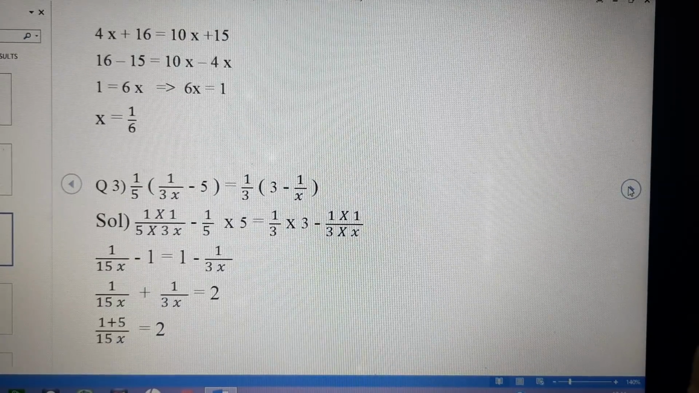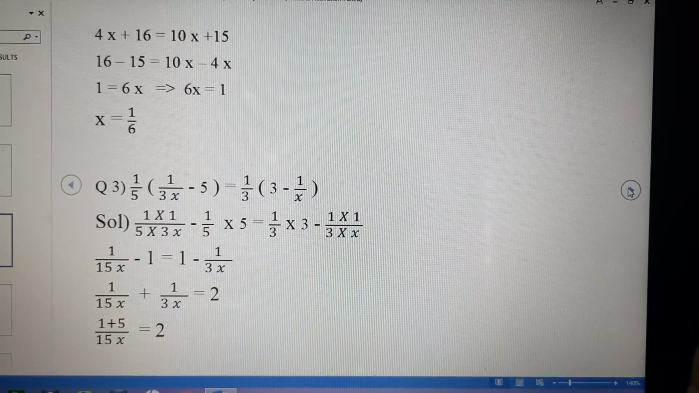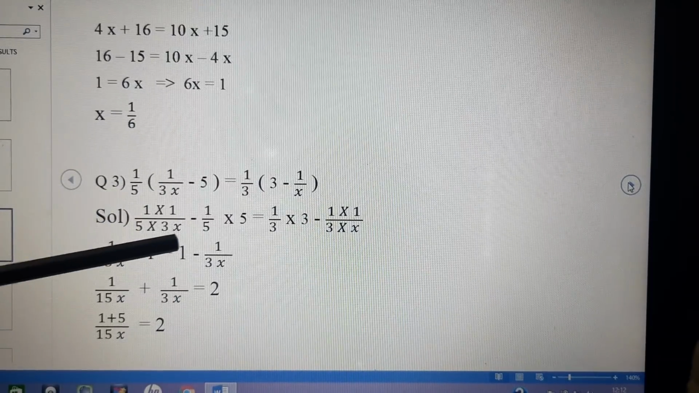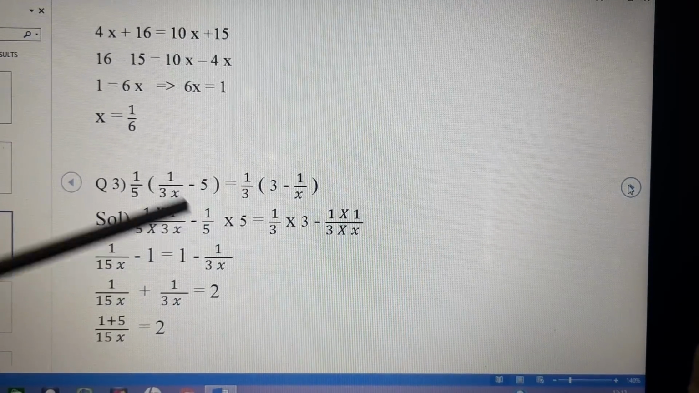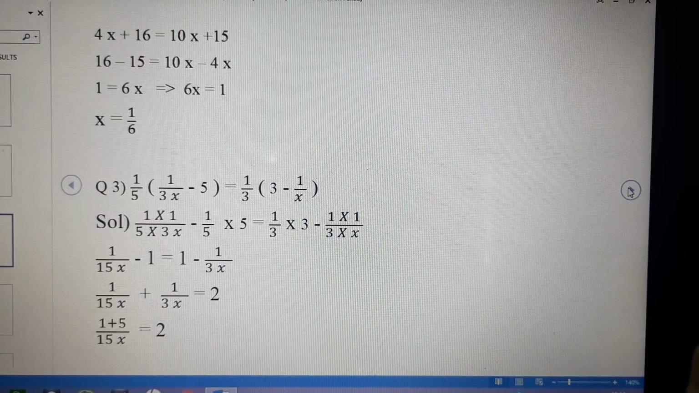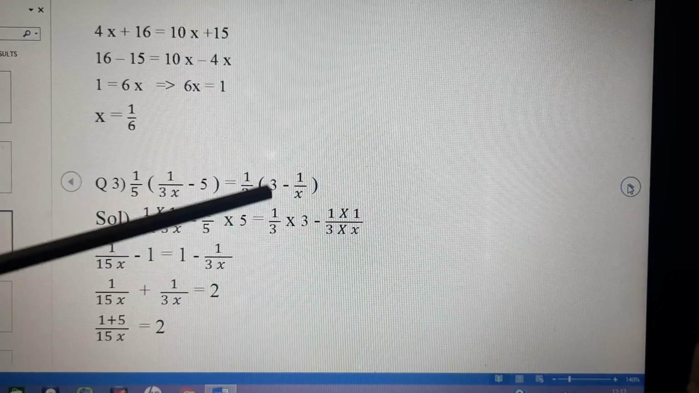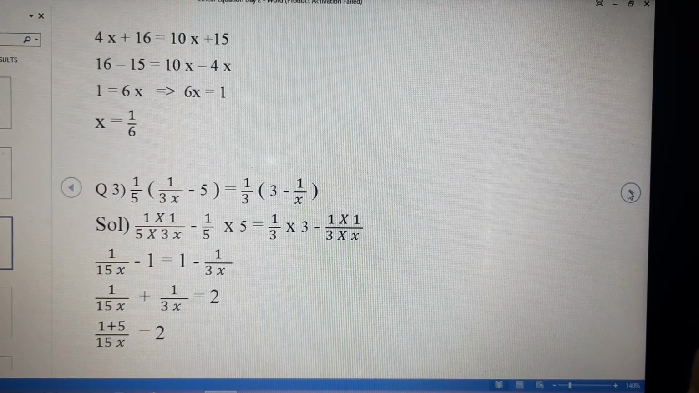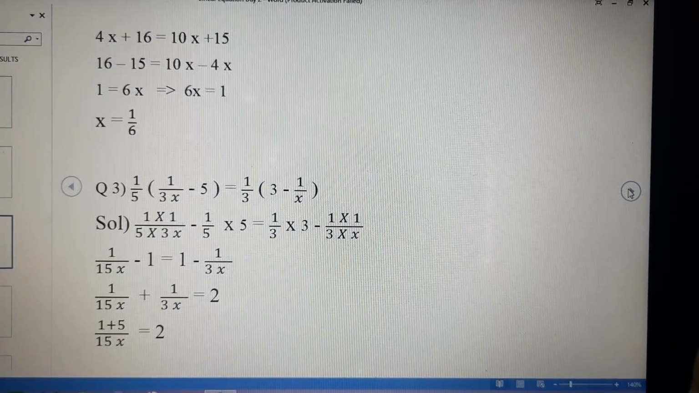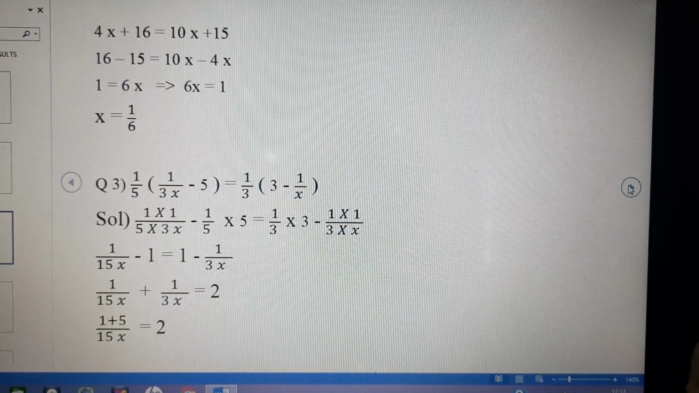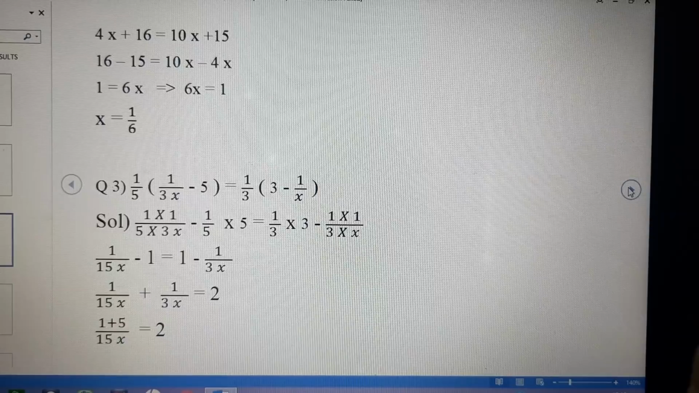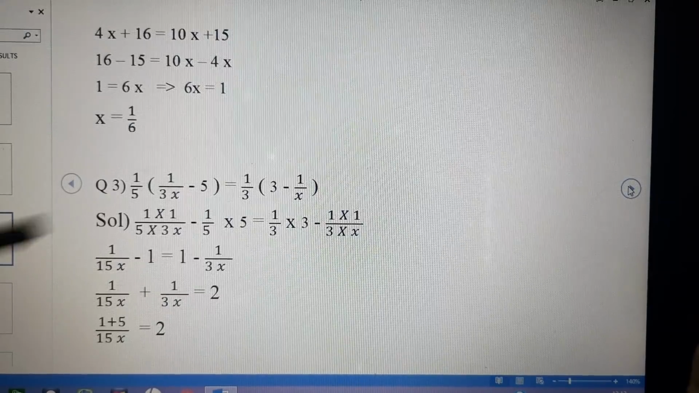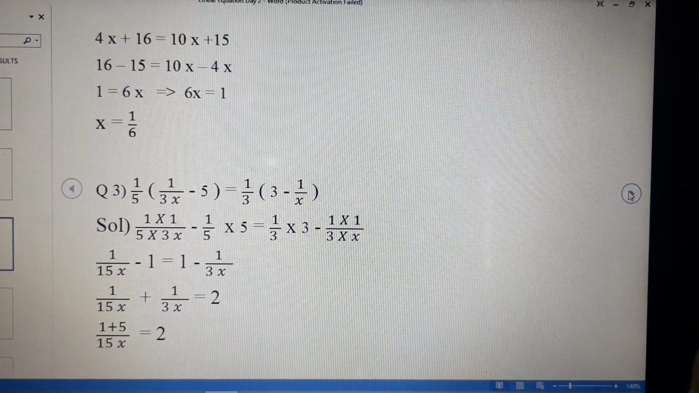Okay, I have opened the bracket. See what happens. 1 upon 5, if I open the bracket, 1 upon 5 into 1 upon 3x minus 1 upon 5 into 5 is equal to 1 upon 3 into 3 minus 1 upon 3 into 1 upon x. Clear? When we write 1 upon 3 into 1 upon x, it means numerator will be multiplied, and denominator will be multiplied. That's why I have written 1 into 1 divided by 5 into 3x. Clear? 1 into 1 divided by 3 into x.